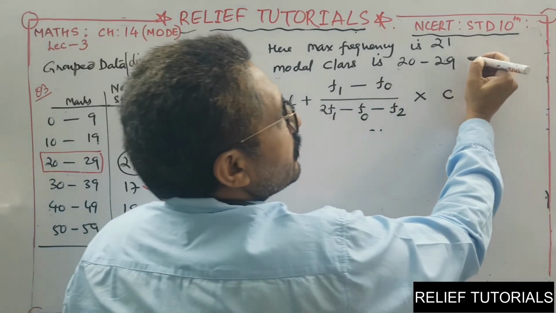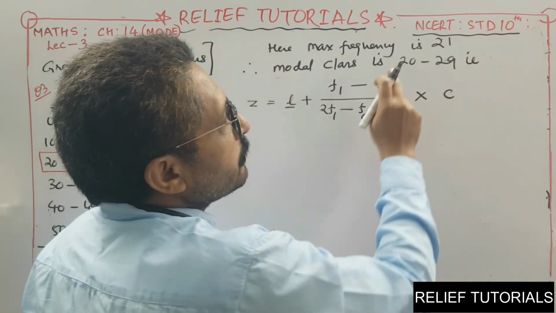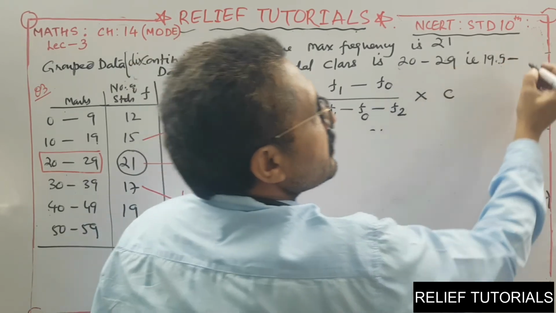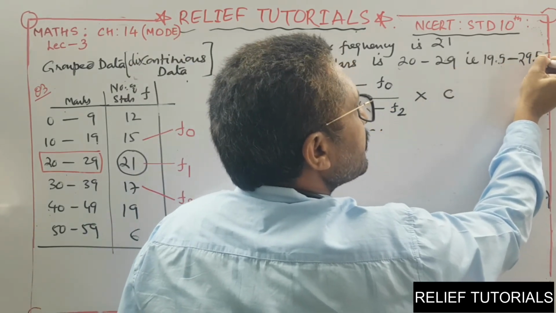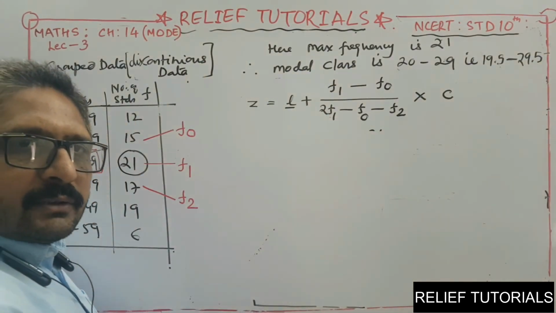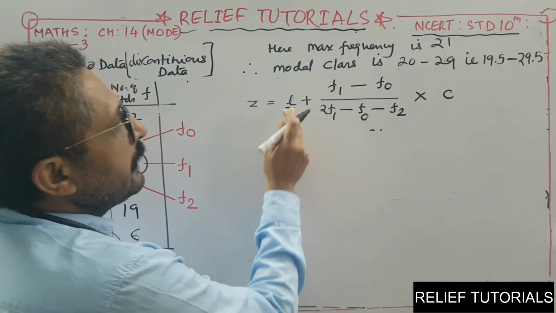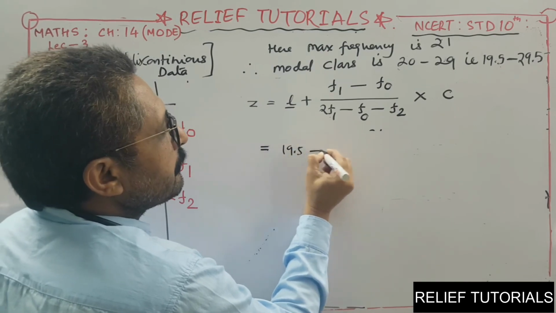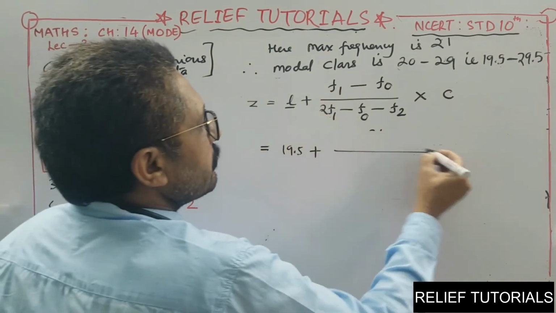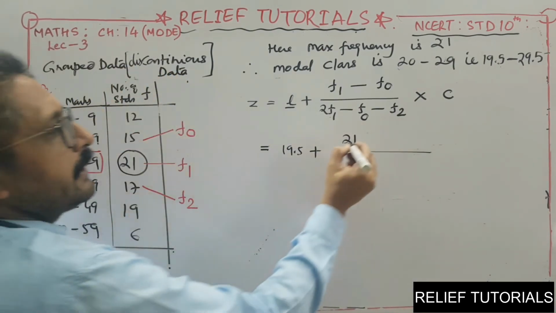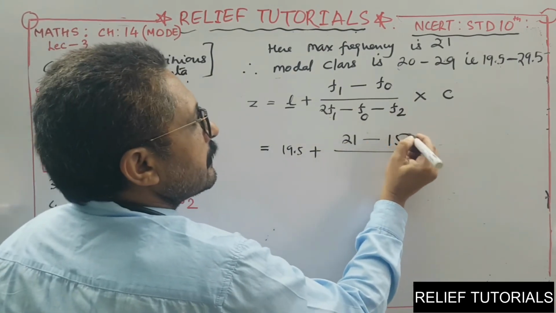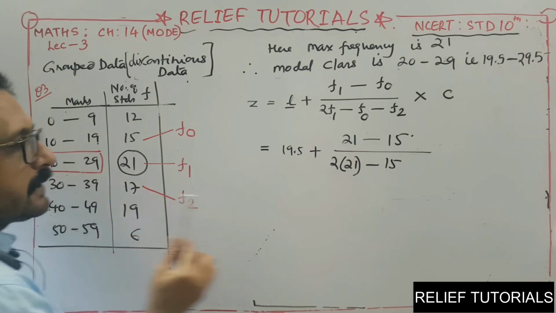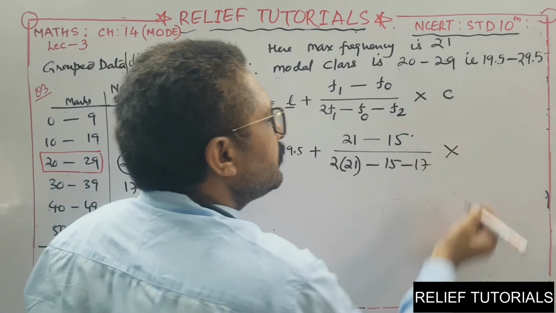So if you want to convert this class into boundary points, what will you write? 19.5 to 29.5. Clear? Any doubt? Now the lower boundary point L is 19.5 plus F1, which is 21, minus F0, which is 15, upon 2 times 21 minus 15 minus F2, which is 17, into class length.